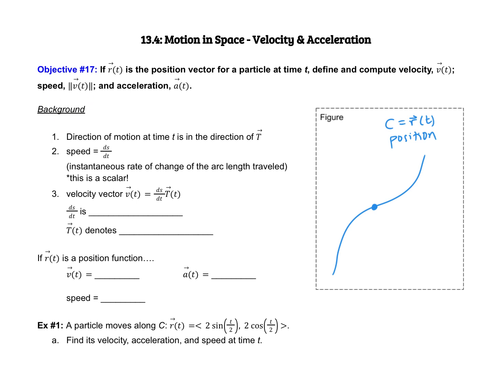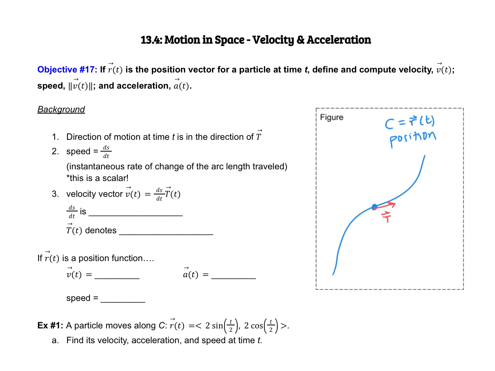First piece of background is that the direction of motion at any time is always in the direction of the unit tangent vector. That should make sense. If I draw in my unit tangent vector, we can see that that's the way the point would be moving as time is increasing. The other thing for us to know is speed is ds dt. Little s is arc length, so this is the rate at which arc length is changing with respect to time. It's the instantaneous rate of change of arc length, and that's a scalar.